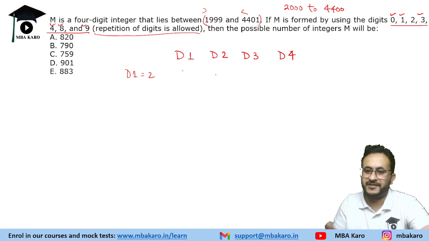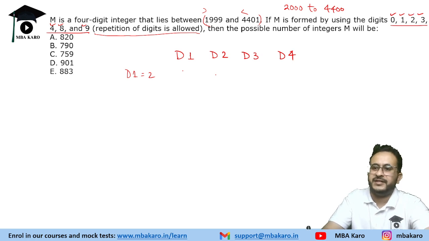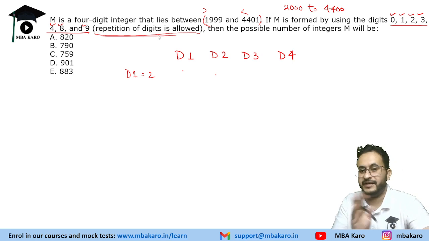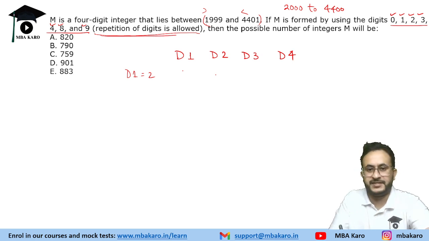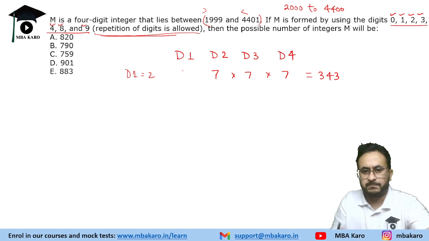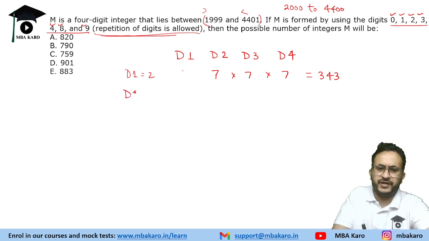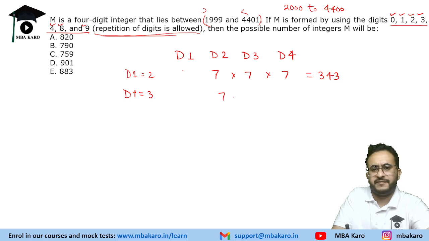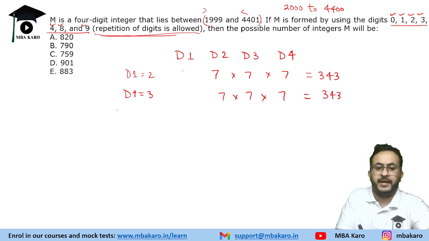Yes, we can have 7 choices. We can use 2 also, right? Repetition is allowed. It is different from the previous case. Here repetition is allowed. So 7 choices here, 7 choices for second digit, 7 choices for third digit. So total 343 numbers. If digit 1 is equal to 3, again we will have the same thing, 343. Now comes this part where we take digit 1 as 4.